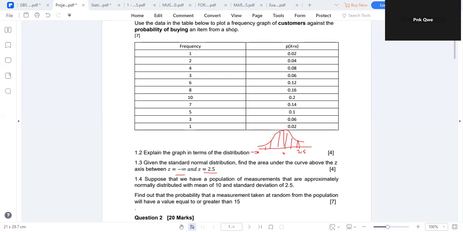Because those readings that we have in the cumulative table are coming from negative infinity. So when we check in the table, I sent you the tables yesterday. We check under 2.5, the reading. What do you find? 0.9938. The reading under the graph here is 0.9938.